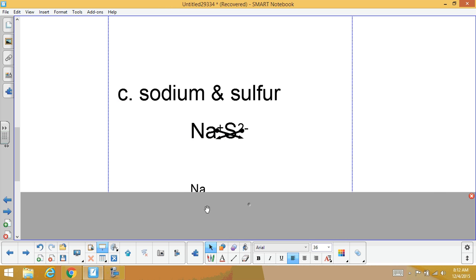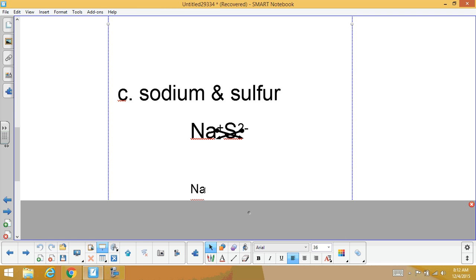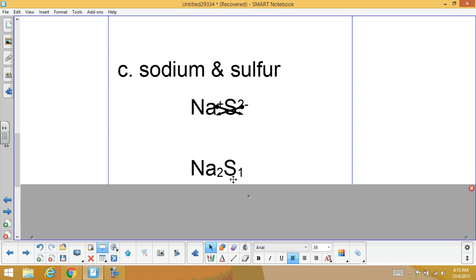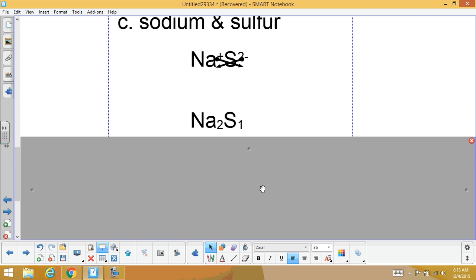Na, put this into Na2. This is the subscript, so this becomes a lowered number. S, and then since Na is 1 plus, you can put a 1, you don't have to. I'm just going to put it here for the example, but usually from now on I would just write Na2S. So this is sodium sulfide, Na2S1. That is the chemical compound. So that's letter C.